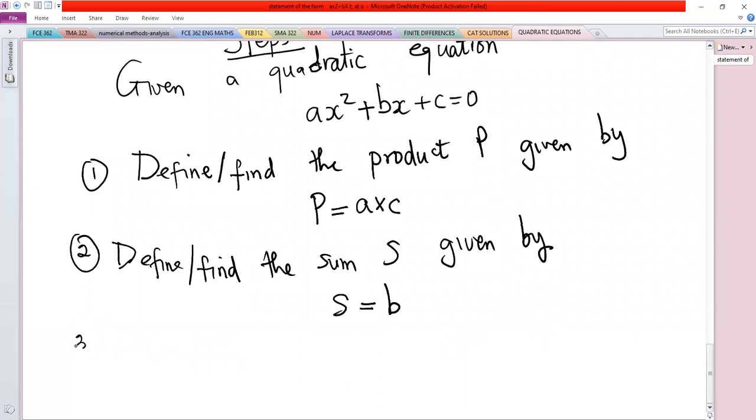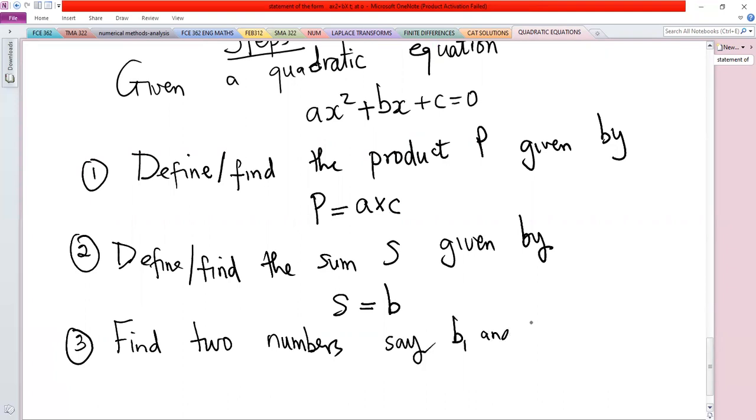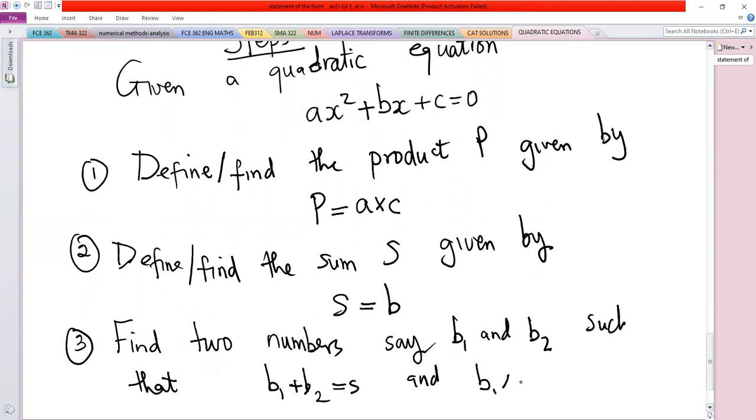And then number 3, find two numbers, say B1 and B2, such that B1 plus B2 gives the sum, and B1 times B2 gives the product.